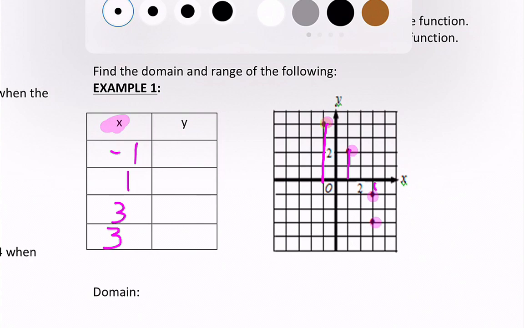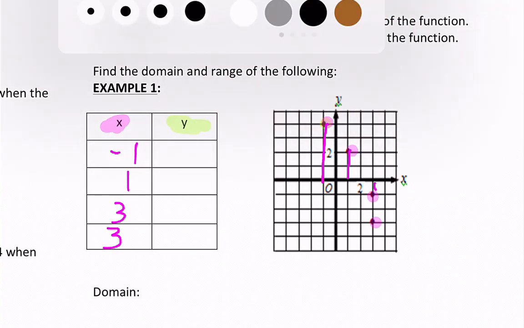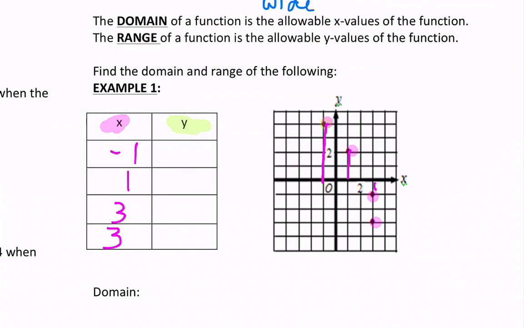Now let's do our y, the range. So we're going to trace them. We'll go in the same exact order. This point, let's trace it to the y-axis. So if this is the origin, that's 1, 2, 3, 4.